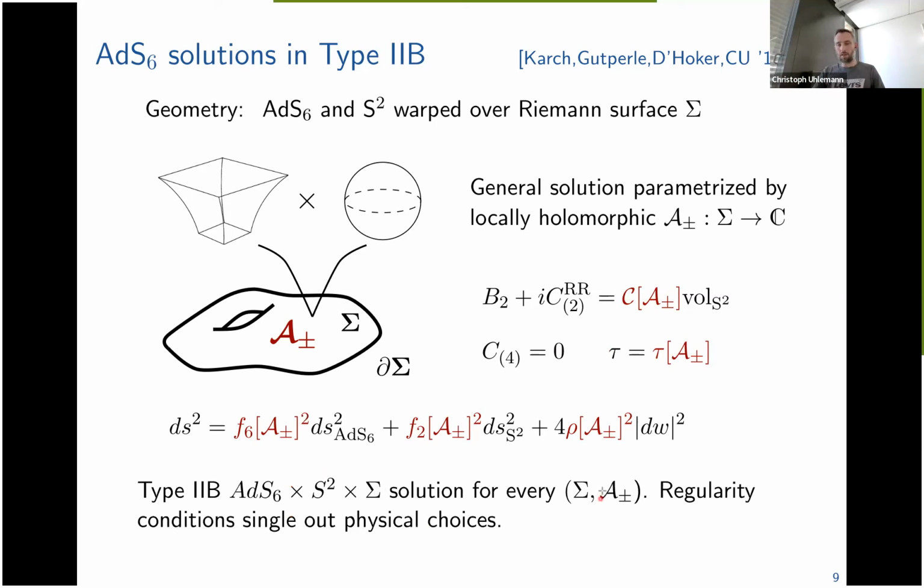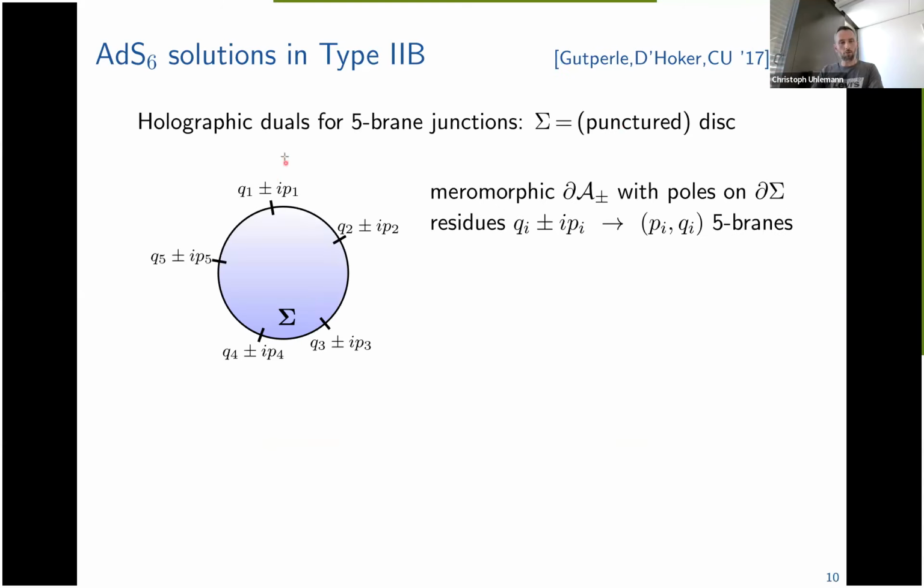So this is the general class of solutions which we're working with. Everything is completely solved. Every choice of Riemann surface and locally holomorphic functions gives me a supergravity solution. And the task at hand then is to single out physically viable solutions by imposing regularity conditions. Things like only singularities which have brane interpretations, things like that. And for the holographic duals of the 5-brane junctions I have discussed in the previous part, it turns out that the Riemann surface can be taken as a disk, possibly with punctures. And the solutions are characterized by locally holomorphic functions with meromorphic differentials, which have poles on the boundary of this disk, which we're looking at here.